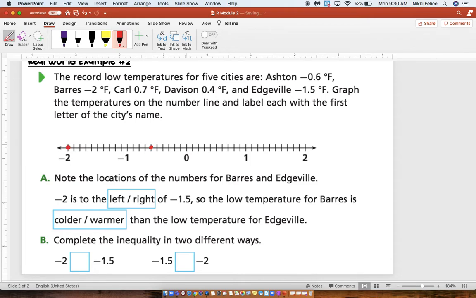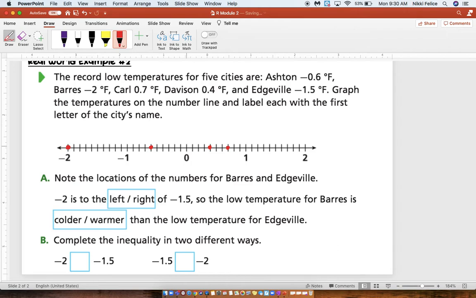0.7 is positive, so I'm going to start at 0 and go to the right. 1, 2, 3, 4, 5, 6, 7. 0.4 is start at 0 and we go 1, 2, 3, 4 to the right. That is 0.4.